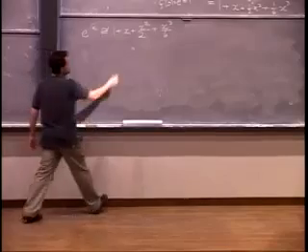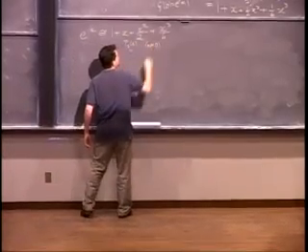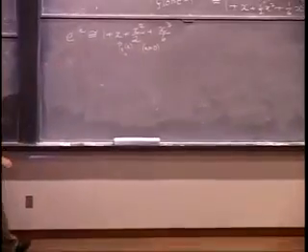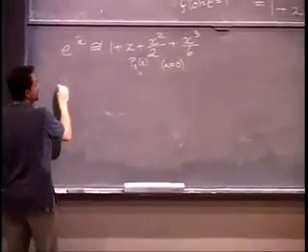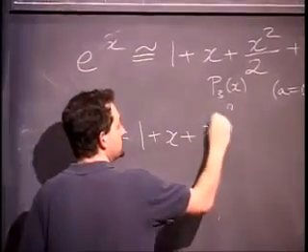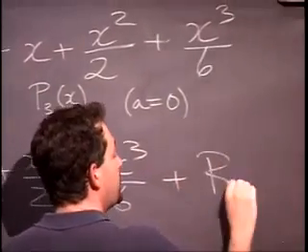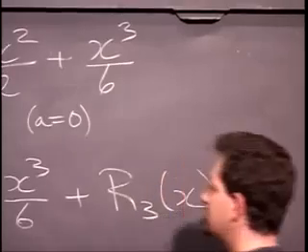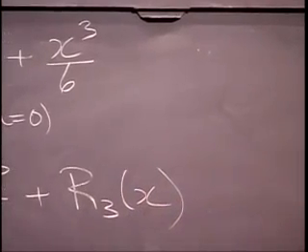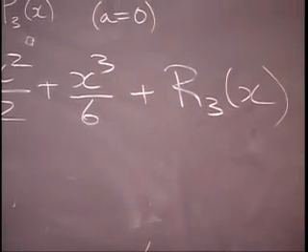That's P3 of x with a equals 0. Well, let's write this exactly. This equals the same thing plus R3 of x. So it's no longer approximate. I'm going to add on the exact little bit, the fill in the crack is what I'm trying to say. I want to fill in the cracks by adding on this small thing, R3 of x.